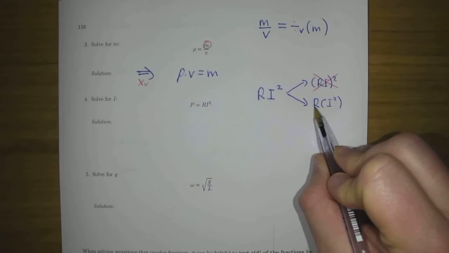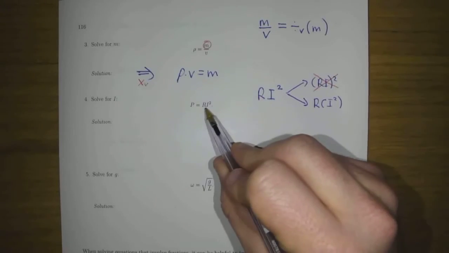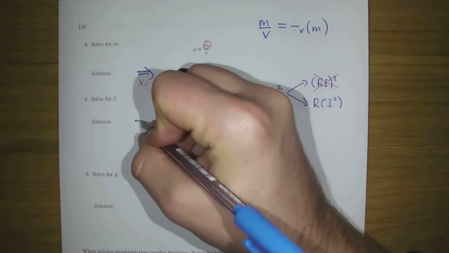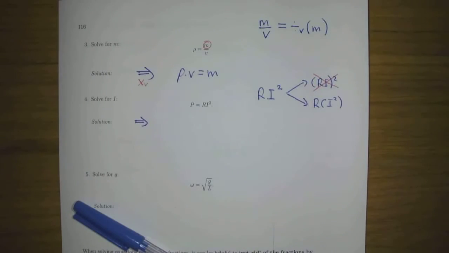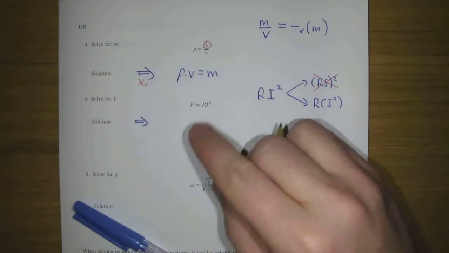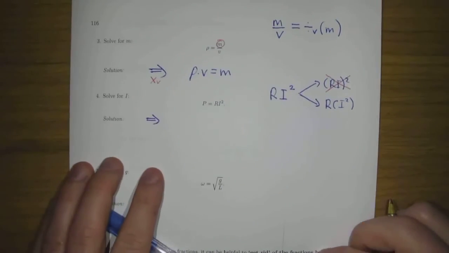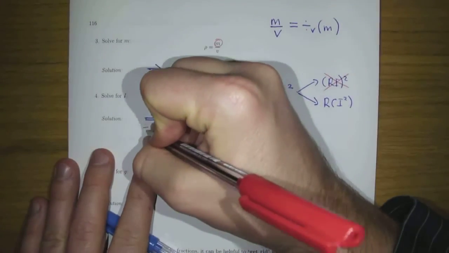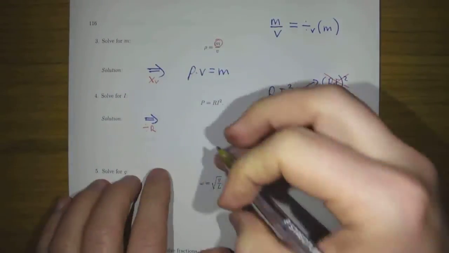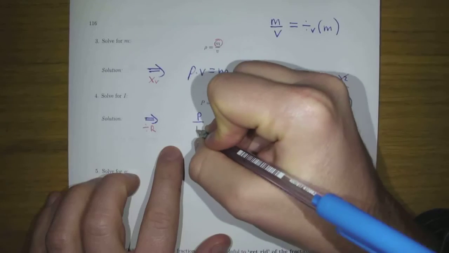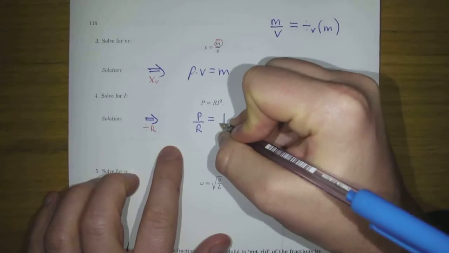So what we have to do here then is get rid of the multiply by R. What is the inverse of multiplying by R? Because we want to get rid of the multiply by R. What's the inverse of multiplying by R? Dividing by R. Do it to both sides, you get P divided by R is equal to I squared.